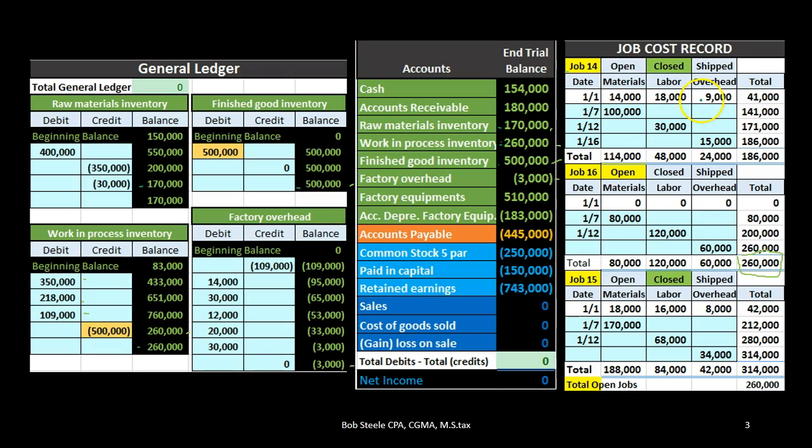The only open job here is job 16, having 260,000 in it. That is equivalent to what's in the trial balance, 260,000, as well as the general ledger for work in process. That's going to be the concept of the job sheets, the job cost system, backing up the work in process and the finished goods with the job cost sheets.